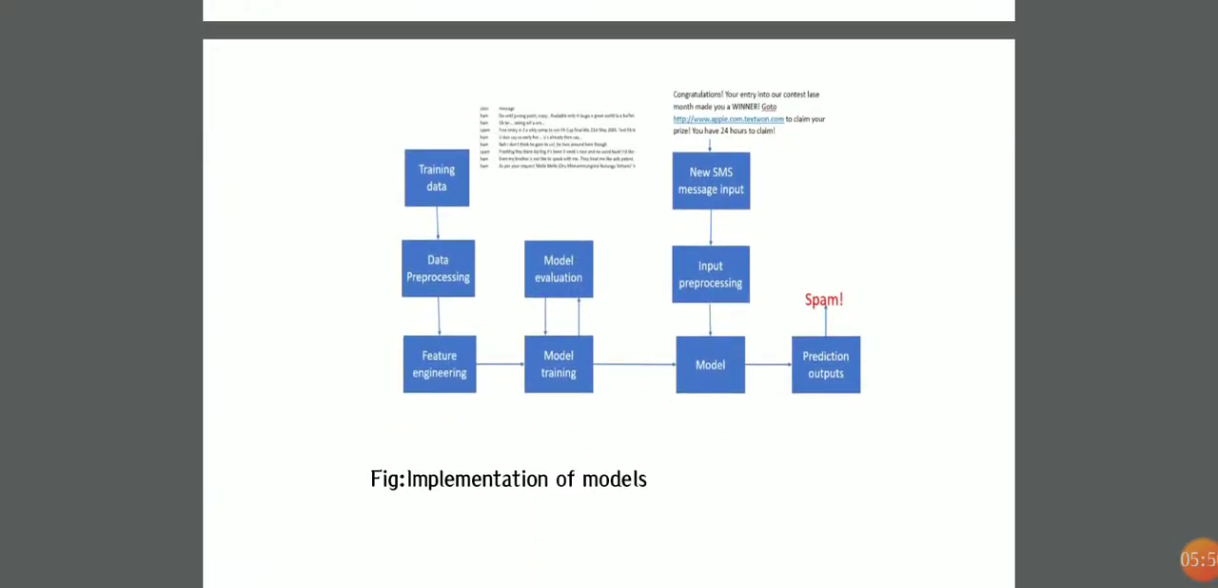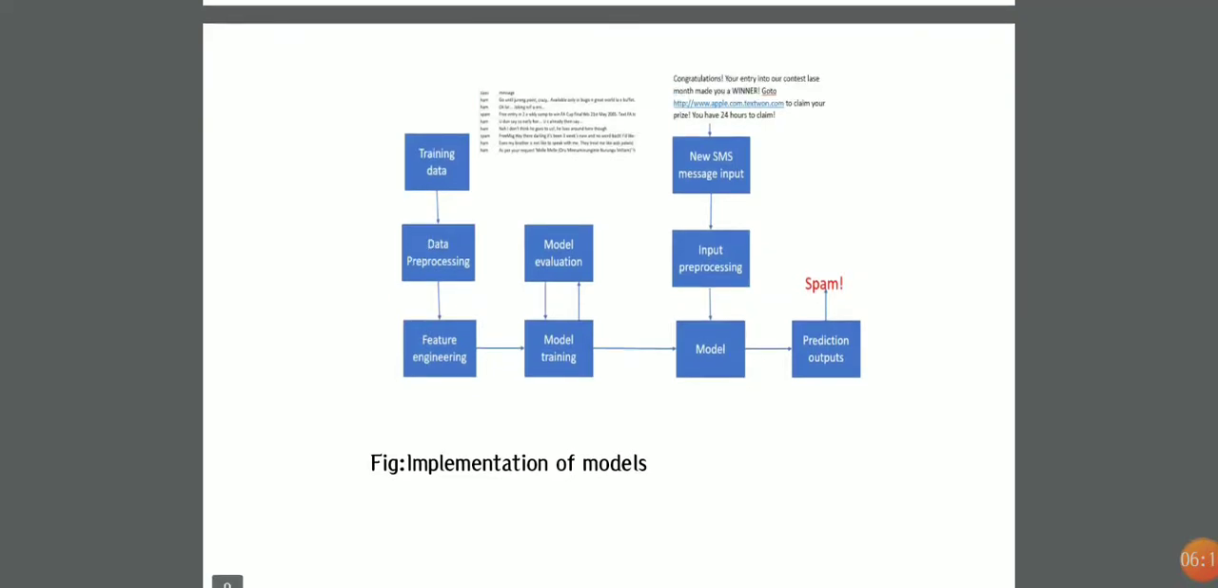And here is the implementation of the models. Training data pre-processing is joined to feature engineering, which is next converted into model training. In that, model evaluation is also involved. Then the model training is next moved to the model, where new SMS input and input pre-processing can be done. And the final output is the prediction output.